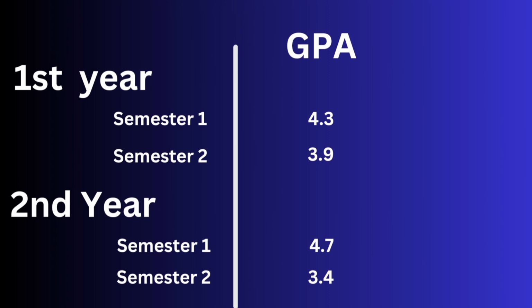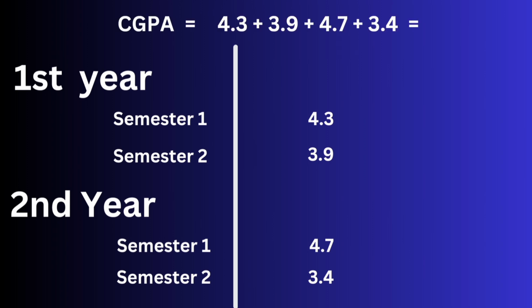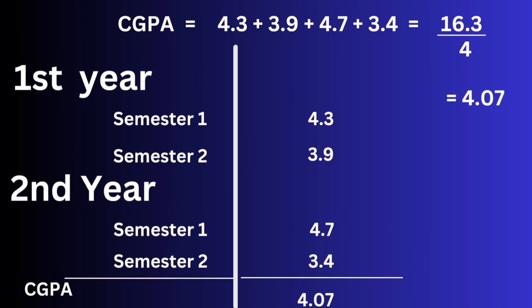So to get my CGPA, I would add all of these GPAs together, which gives me a total of 16.3. And then divide it by the number of semesters, which is 4. My answer becomes 4.07. 4.07 becomes my CGPA for the entire 4 semesters.